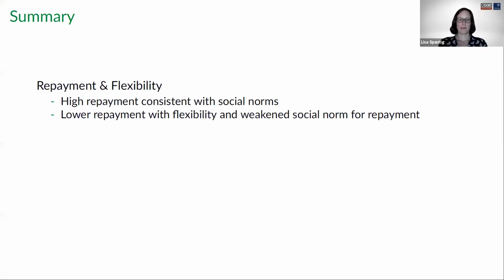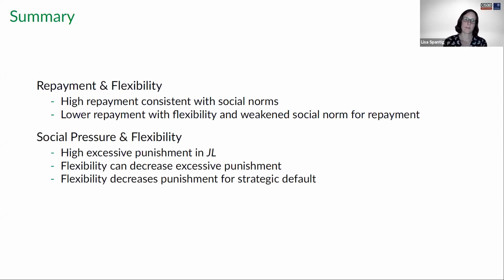Okay, I will briefly conclude. So just to summarize in terms of the results that we have seen, we do see high repayment in both individual and joint liability, and we think that this is consistent with the social norm for repaying each installment when it's due. And then we see a drop in repayment with flexibility, and interpret this as a weakened social norm for repayment.